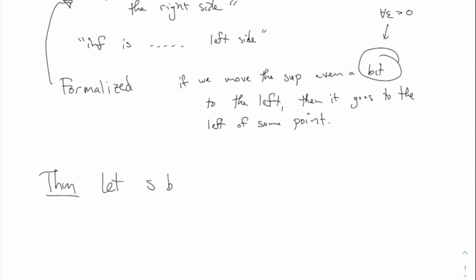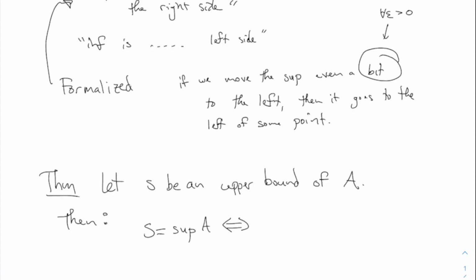Let S be an upper bound of some set, I'll call it A. Then S is the sup of A if and only if, I'll write this double arrow here, and now I'm going to say some epsilon business: for all epsilon greater than 0, you think of this epsilon as representing a little bitty distance. And now I want to say something like this. If we move the sup even a little bit to the left, then it goes to the left of some point in the set. Here's how to say that. When I say move the sup a bit to the left, well, I'll write it and then we'll try and decipher it. There exists a in A with S minus epsilon less than a.